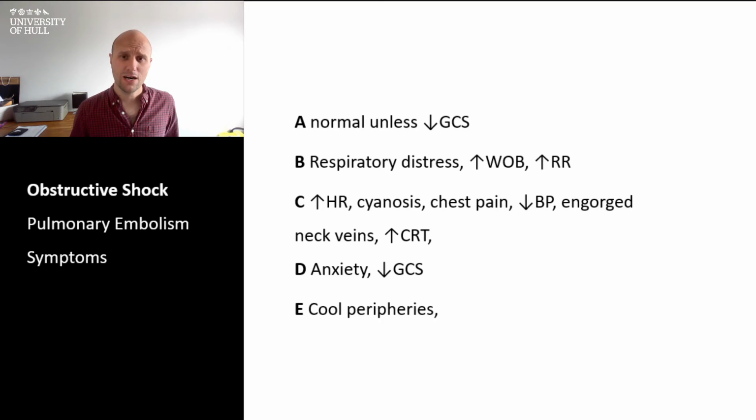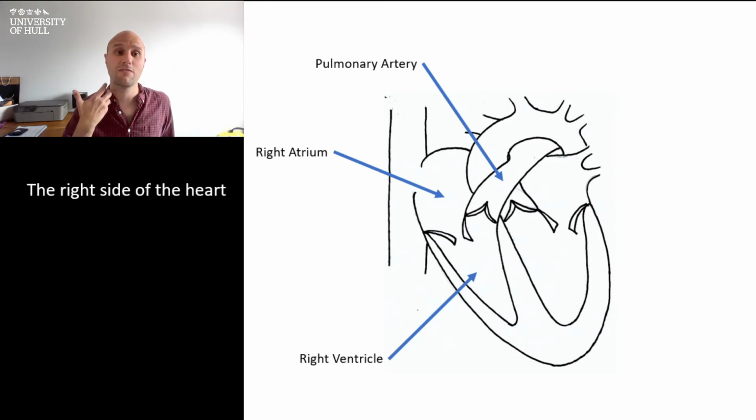So as you would expect with somebody with blood clots in the vessels of their lungs, you have respiratory distress, maybe increased work of breathing. You'll have increased heart rate, trying to compensate for that drop in blood pressure. Cyanosis, because there's not so much oxygen getting into the blood. And again, those elevated neck veins that we were talking about earlier on.